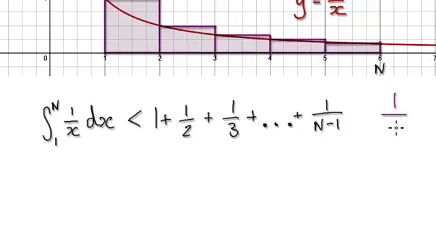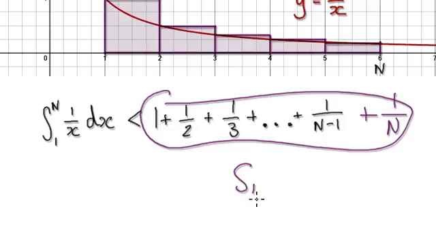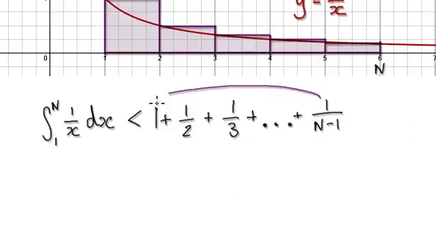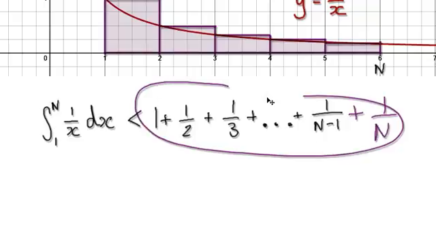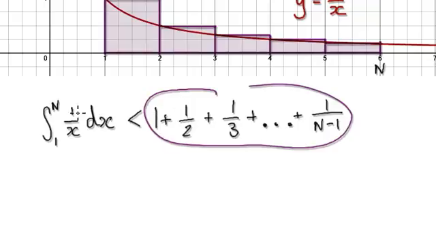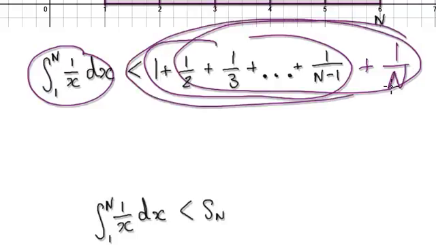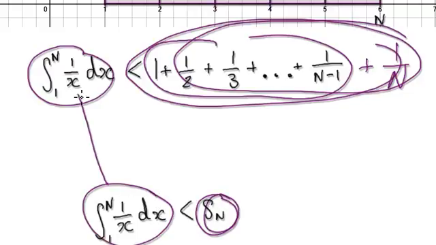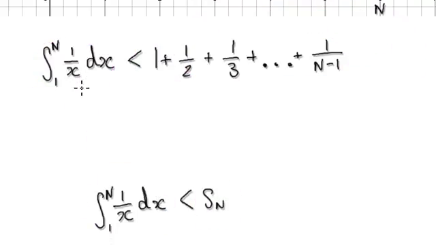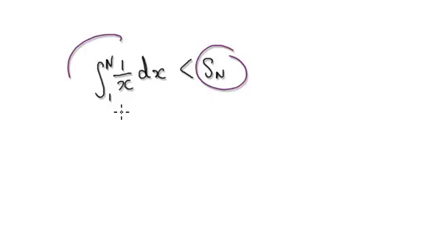Because I've added 1 over n, this thing here is now Sn. Because currently it's not Sn. Currently it's this. Well, now the whole thing here is Sn. So currently this thing is bigger than this thing. I'm going to add a small amount, 1 over n. Now this whole thing here is Sn, and Sn must be bigger than this thing here.